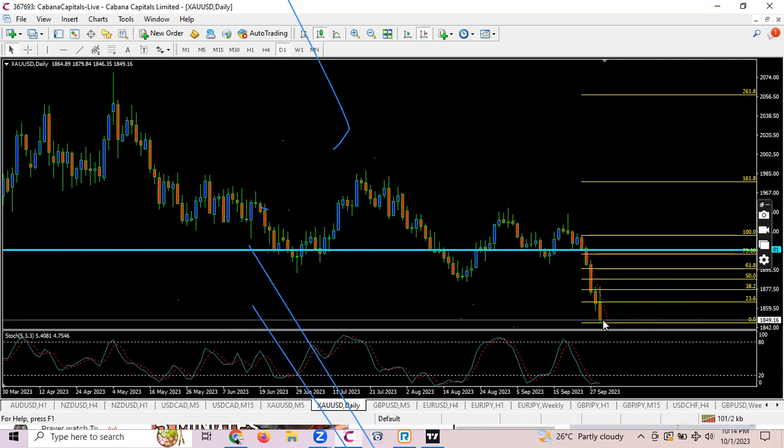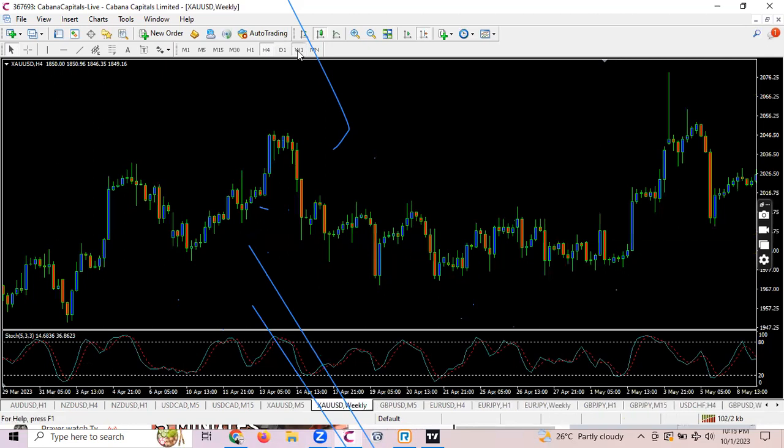So I want price to pull back to a premium before I'll consider selling. I can't sell at this current market price. So let's go down to 4 hours. On 4 hours, you see what we had. Now, if you look, let's go to weekly.